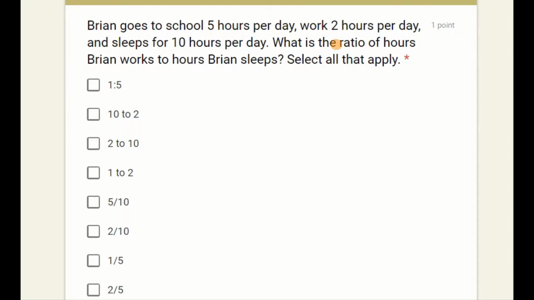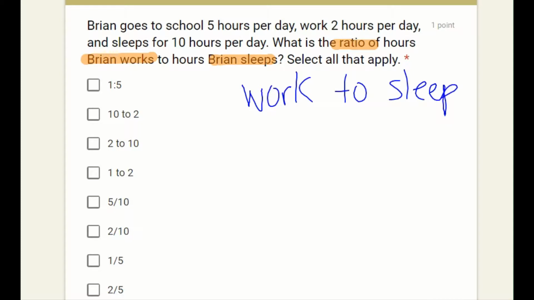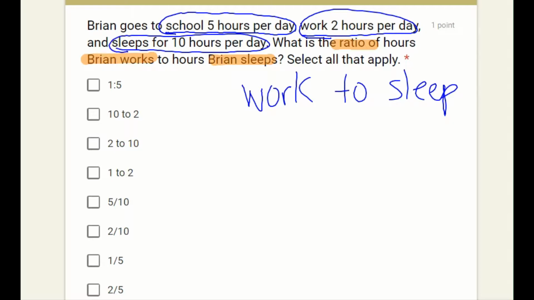So for this question, we need a ratio of hours Brian works to hours Brian sleeps. The first thing I'm going to write is work to sleep. Then I'm going to look back in my question to see what numbers I need to put in for work and for sleep. If you look in the context here, school is 5 hours, work is 2 hours, and sleep is 10 hours. So underneath work, I'm going to put 2 hours. You don't need hours. And then underneath sleep, I'm going to put 10 hours because it says sleeps 10 hours right here.